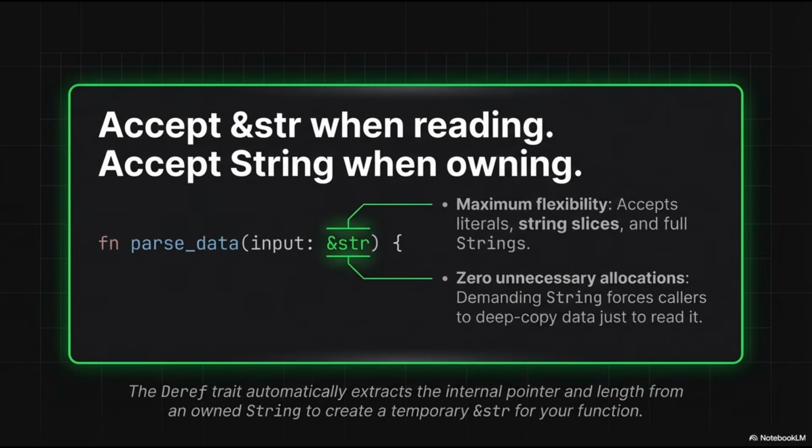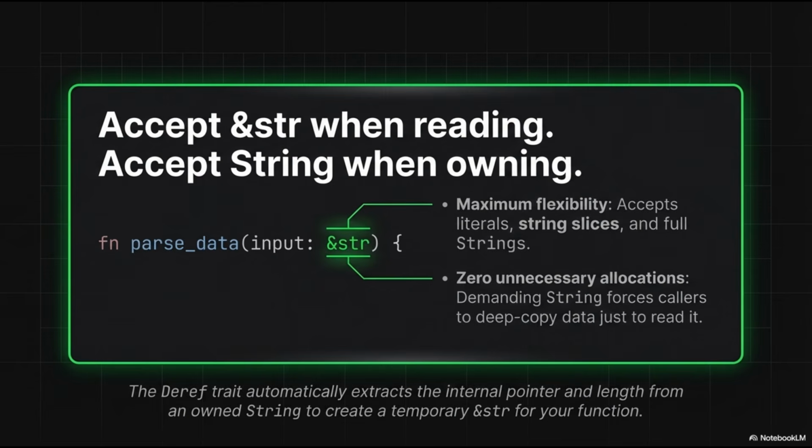It's totally not magic at all. It's a specific trait implementation. The String type implements a built-in trait called Deref. Okay. The compiler sees that your function wants an &str, but you passed a String. It automatically invokes the Deref trait's logic. What does that logic do? It essentially says, extract my internal pointer and my current length, and construct a temporary fat pointer, an &str, to hand to the function. That's brilliant. It allows callers to pass a hard-coded string literal, a slice of a larger string, or a full owned String, and the compiler just bridges the gap automatically.